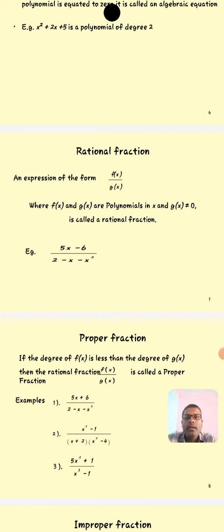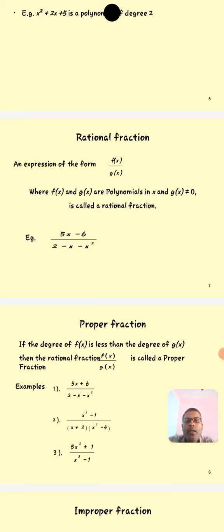You observe here 5x minus 6 is f of x, and 2 minus x minus x square is g of x. The g of x is not equal to 0, so this is called a rational fraction. What is the definition of a rational fraction? An expression of the form f of x divided by g of x, where f of x and g of x are polynomials in x and g of x is not equal to 0, is called a rational fraction. A very important definition, and it is also a possible examination question: how can we define a rational fraction?